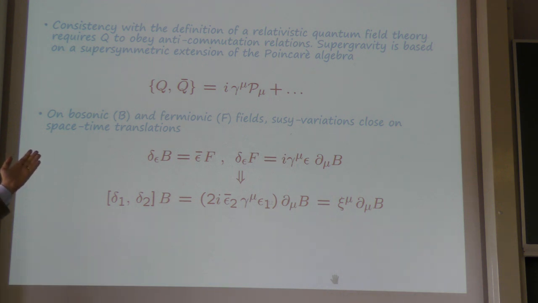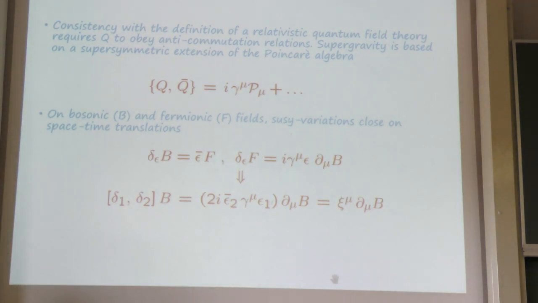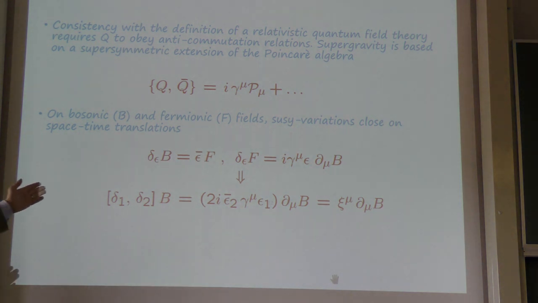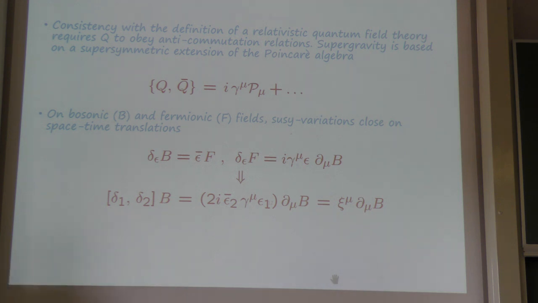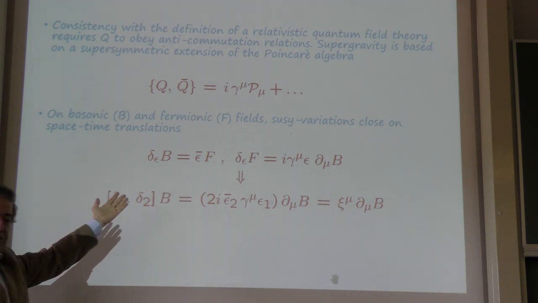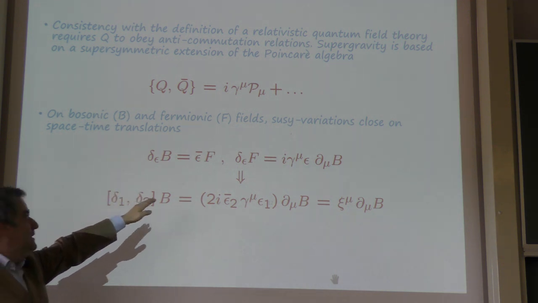Now, an interesting consequence of this anti-commutation relation is that the commutator of two supersymmetry transformations on any field amounts to a space-time diffeomorphism, that is a space-time translation. You can see this by inspection of the effect of a supersymmetry transformation on a bosonic or a fermionic field. The general form of the supersymmetry transformation of a bosonic field is written here. Here B denotes generically any bosonic field, and F generically any fermionic field. So the supersymmetry variation of a bosonic field, written very schematically, can be written as epsilon bar times a fermionic field. This result is a bosonic field.